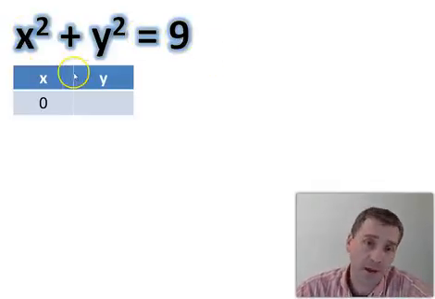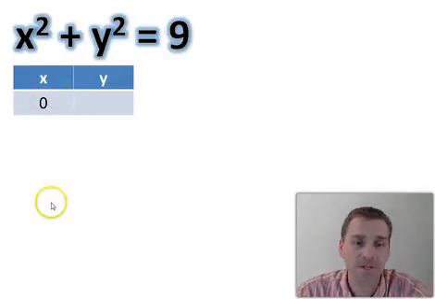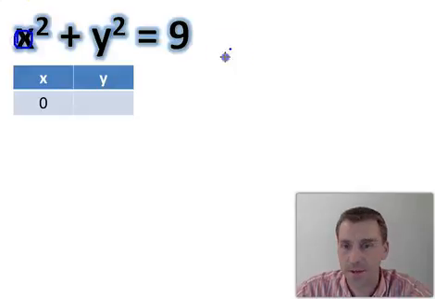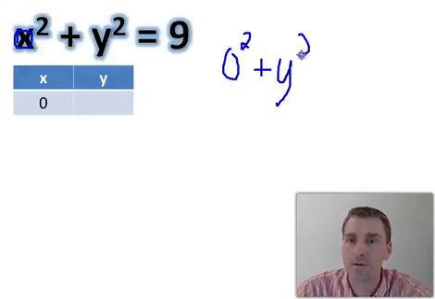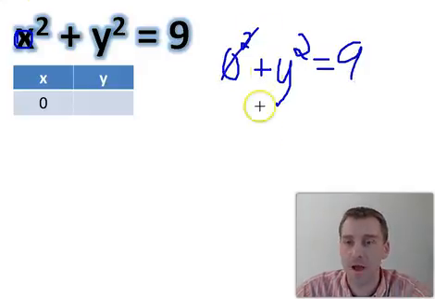Let's graph it. So let's make an xy table, an xy chart. I've started with 0 as x. If I put 0 in here for x, all it means is this. I put 0 right there. So I get 0 squared plus y squared equals 9. And I solve this. Well, 0 squared is gone. I would have y squared equals 9.